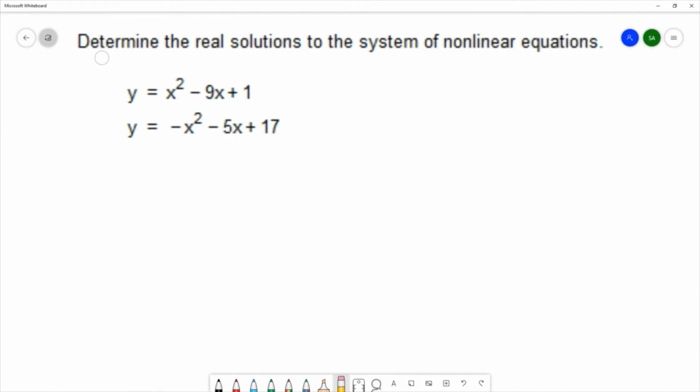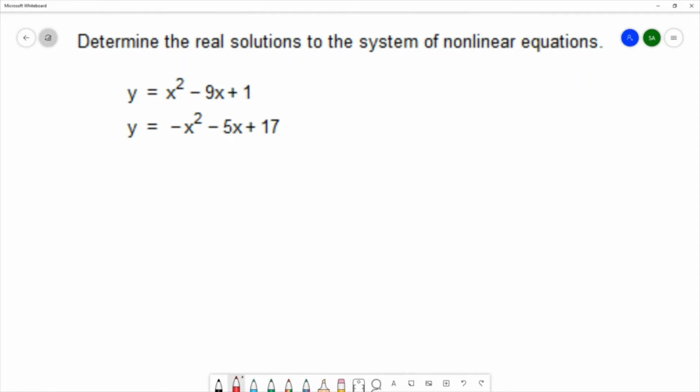For this question, we want to determine the real solutions to the system of nonlinear equations. Our system of nonlinear equations is y equals x squared minus 9x plus 1 and y equals negative x squared minus 5x plus 17. Now, in this system, we can solve it with either substitution or elimination. And we already have both of our equations solved for y, so this really lends itself to the substitution method.